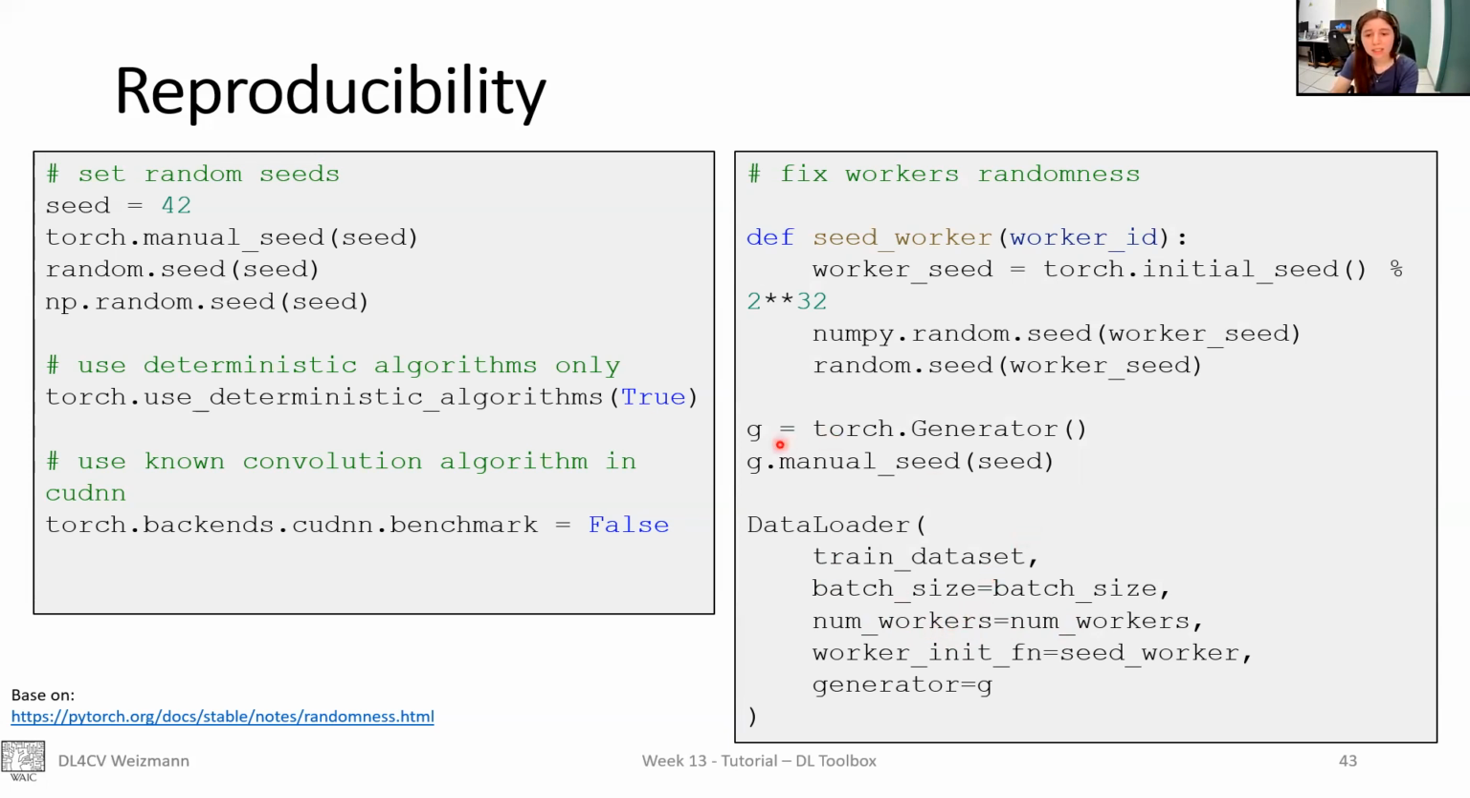So the way to fix this is to define a generator. A generator generates random sequences. We set its manual seed, and give this generator to the data loader. Then what this generator does is it creates a different initial seed for each one of the workers. But since the seed of the generator is constant, it will always generate the same random seeds for the different workers. And then in each one of the workers, we have to define again the same seeds for all the rest of the libraries and not only for PyTorch.